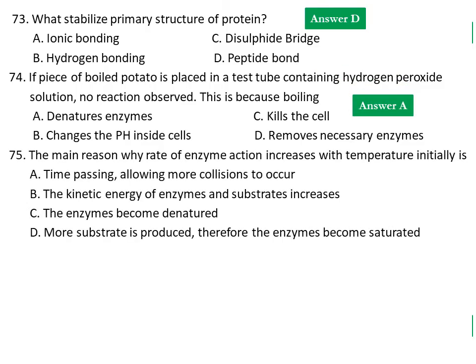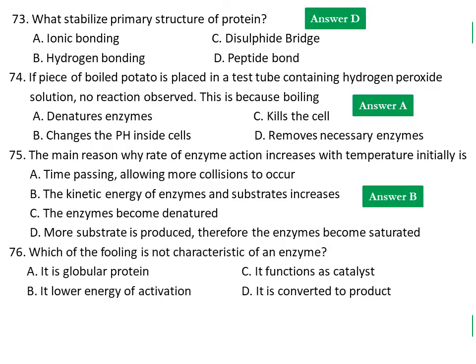Question number 75. The main reason why the rate of reaction increases with temperature initially is A. Time passing allowing more collisions to occur. B. Kinetic energy of enzyme and the substrate increase. C. The enzyme becomes denatured. D. More substrate is produced, therefore enzyme becomes saturated. So the answer should be B. The kinetic energy of enzyme and the substrate increase, and the enzyme action also increases.